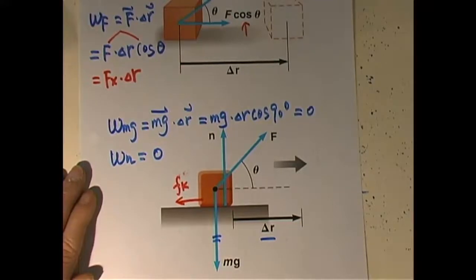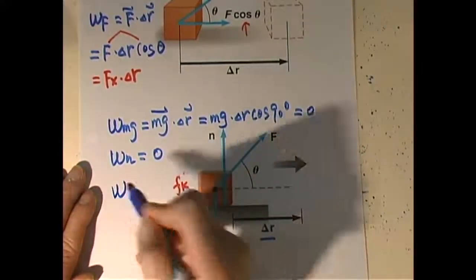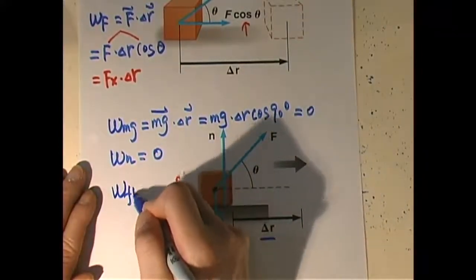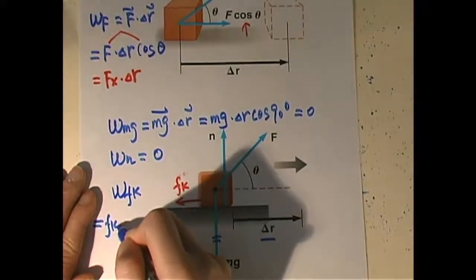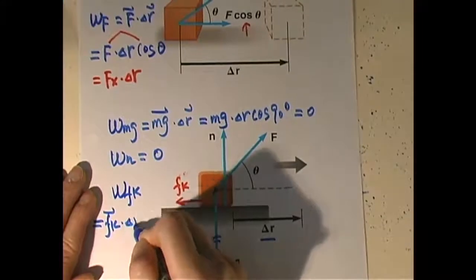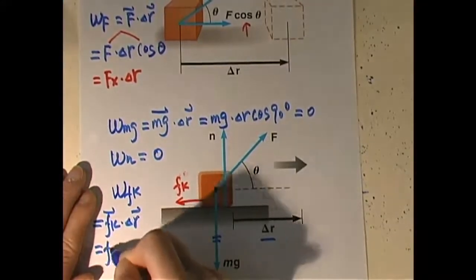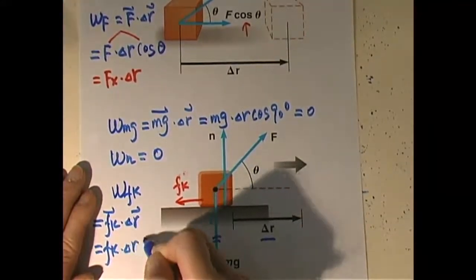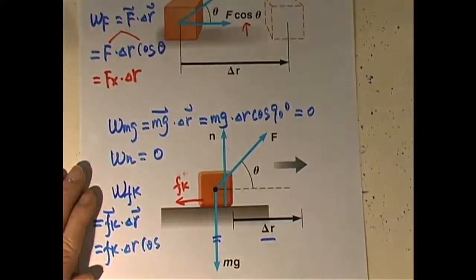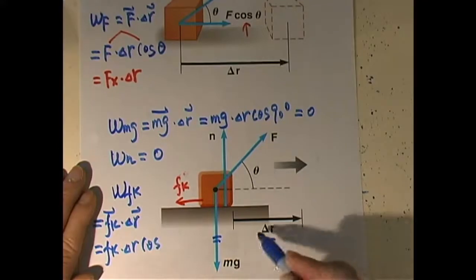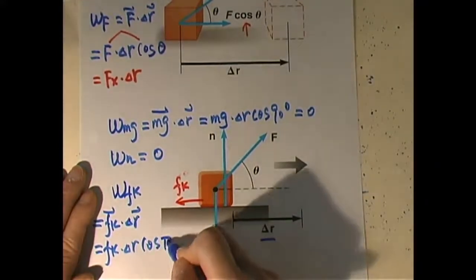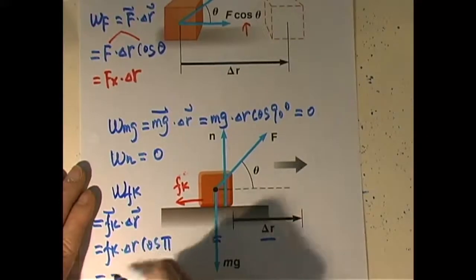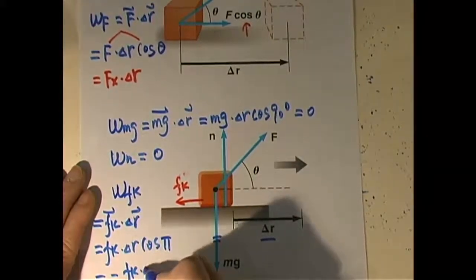However, the force Fk is slightly different. That is Fk dot displacement. In this case, Fk's magnitude, displacement, cosine of the angle between Fk and delta r, which is 180 degrees, because delta r is to the right and Fk is backwards. So that is cosine pi. That results in a negative Fk dot delta r.